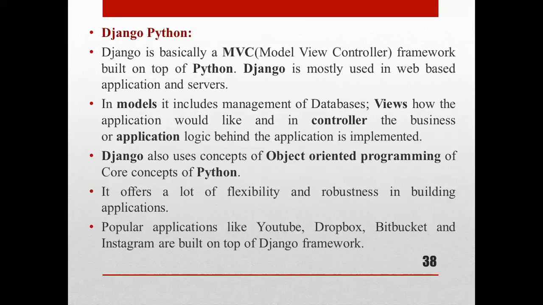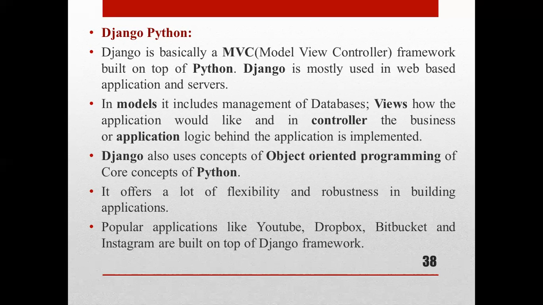and Django Python is basically an MVC framework. Previously it was an MVC framework, and now MVT. Here MVC is model, view and controller, and MVT is model, view, template. It is built on top of Python. Django is mostly used in web-based applications and servers.